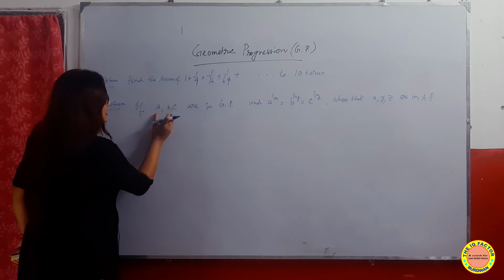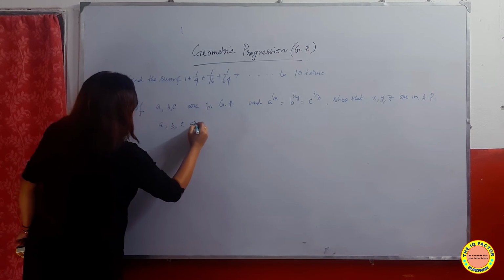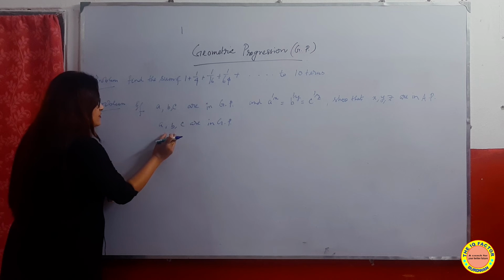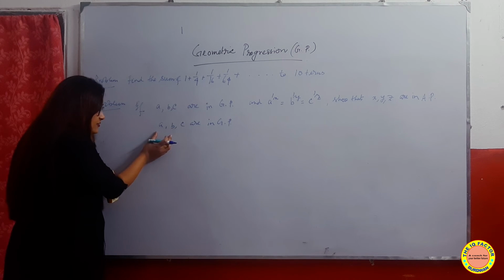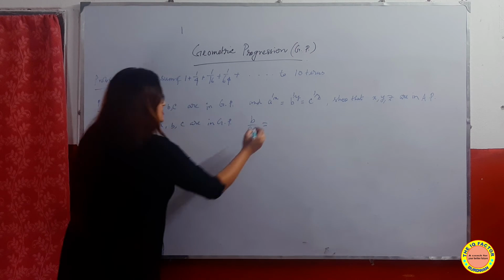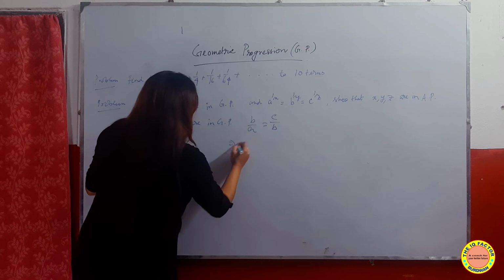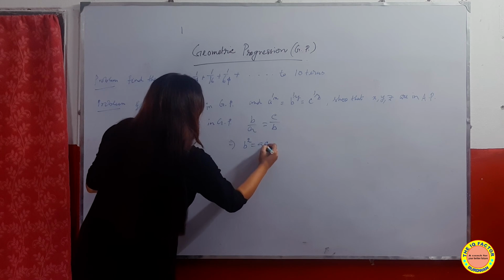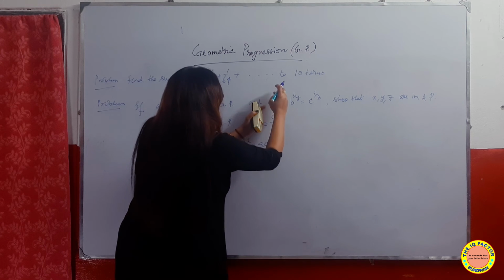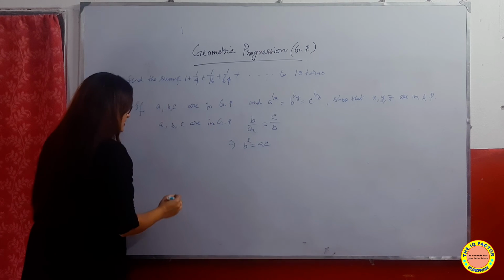So let us start. a, b, c are in GP. That means if we divide the second term by the first term, b by a, obviously it will be equal to c by b, because it is in GP. So from here we can get b square is equal to ac. That is equation 1. Second condition: a to the power 1 by x is equal to b to the power 1 by y is equal to c to the power 1 by z.